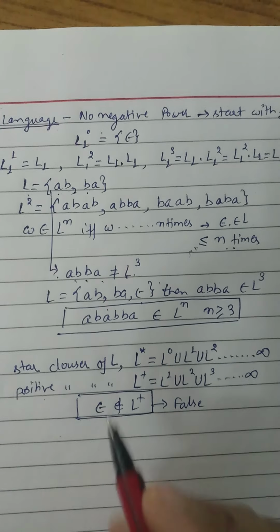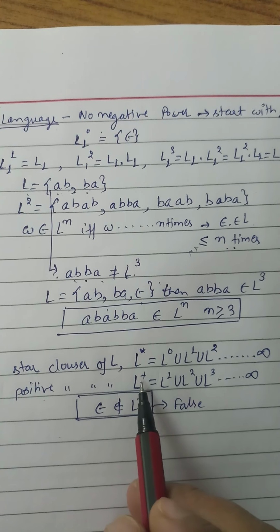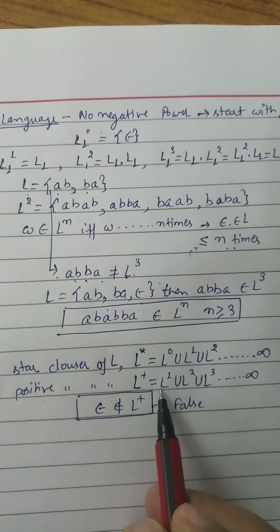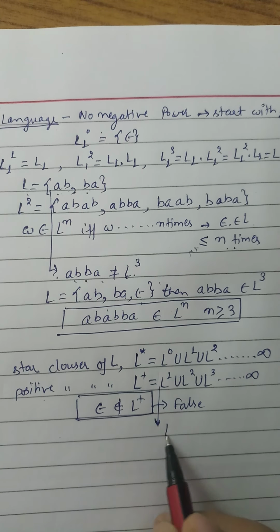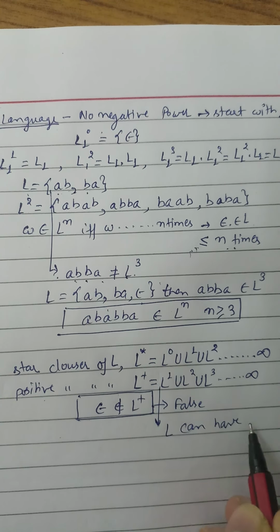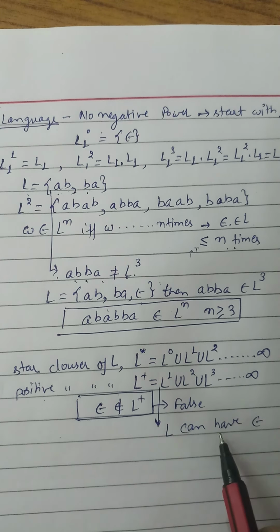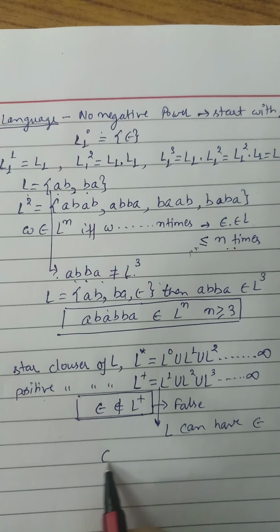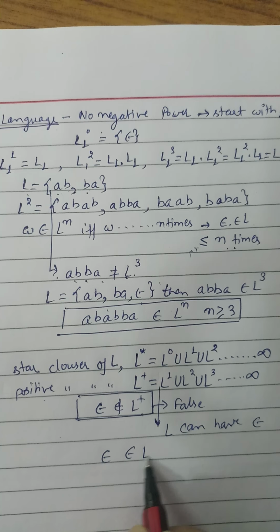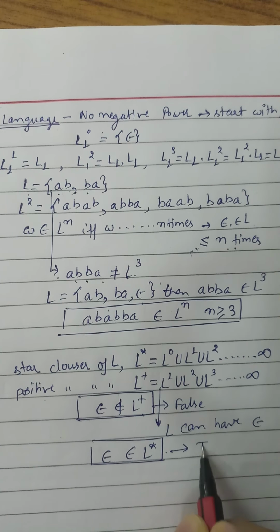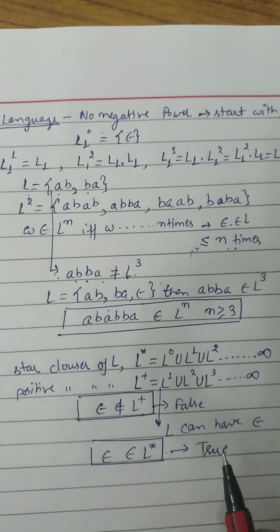Why is it false? Because the positive closure doesn't have epsilon by itself, but the language L can have the null string, epsilon. That's why it is not false. In the same way, epsilon belongs to L star. Is it true or false? Yes, it is true.